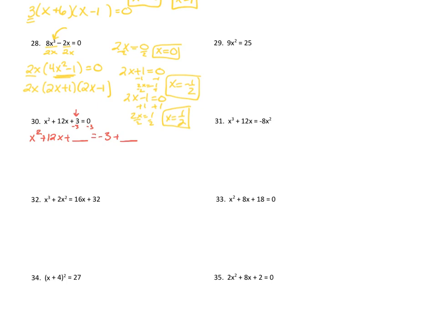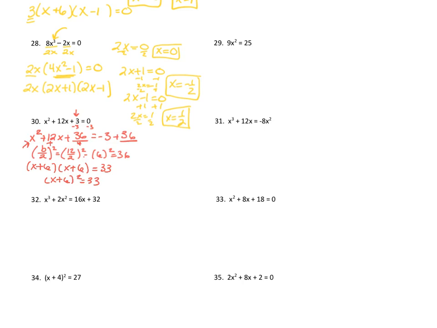Then I need to figure out what number goes in this blank. Well, to make it a perfect square, I'm going to do b divided by 2 squared. So that's 12 divided by 2 squared, or 36. When we have an equation, whenever we add to one side, we have to add to the other side. So now I'm going to factor this side. And so what multiplies to 36 but adds to 12 would be 6 and 6, which I can write as x plus 6 squared.